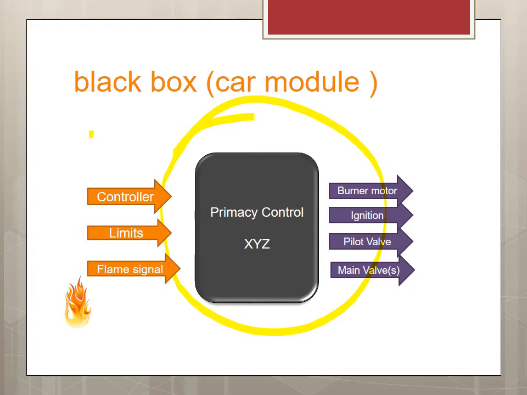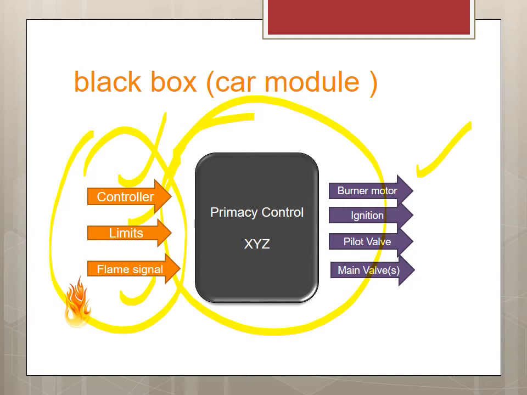And what we do is we have our controller, we have our limits, controller, limits, and flame signals, and our output will go again to the burner motor, ignition, pilot valve, and main valve. So we have two valves this time. We have one for pilot and one for the main valve, and we treat the primary control as a black box, and we do not look at what's going on inside unless you are a technician who is trained to work with these controls, and they can be reprogrammed, and sometimes they have to be sent out and brought back again.